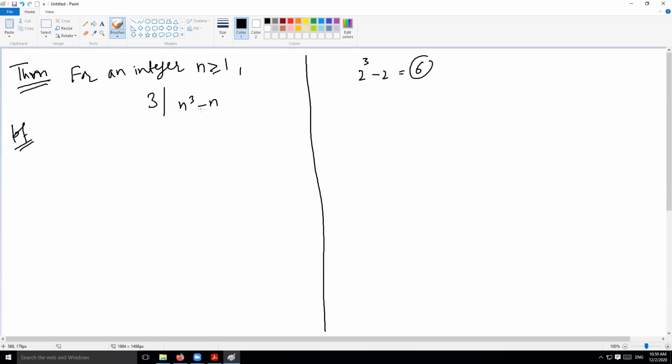Take 3, so 3 cube is 27, minus 2 is 25, so 25 is divisible. Is 25 divisible by 3? No, 3 gets 24. Okay, so that's really the rule that we would like to prove.